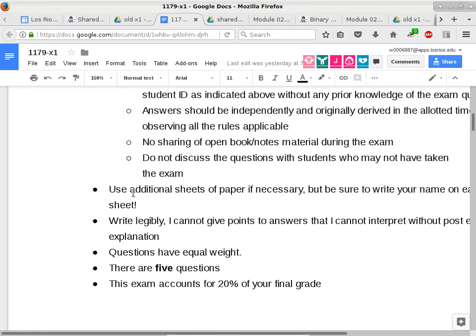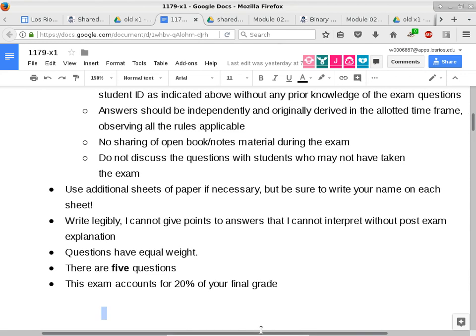Most people do not need additional sheets of paper, but if you think that you might, bring your own. I might remember to bring some extra sheets of paper, but then again, I may not. So it's better that you bring extra pieces of paper. Make sure that you write legibly because otherwise I cannot give points to things that I cannot read. Not that I cannot understand, but I cannot even see the words.